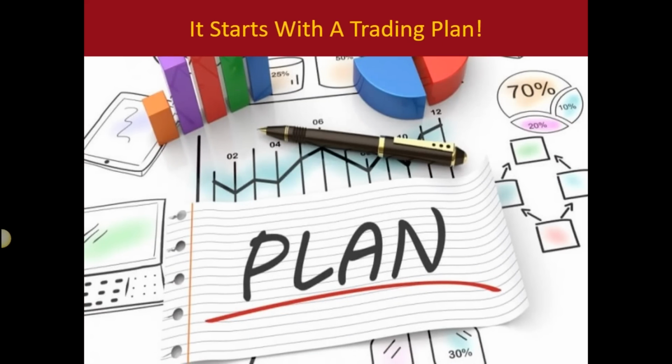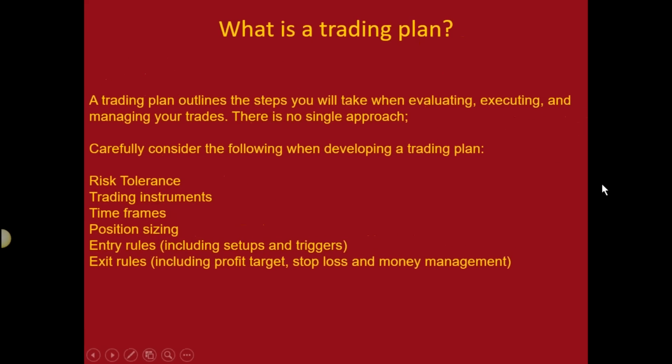So basically your high probability trade will start with your trading plan. That's going to be the number one thing that you need to have. A trading plan is going to outline the steps you will take when evaluating, executing, and managing your trades. There is no single approach. Carefully consider the following when developing a trading plan: your risk tolerance, trading instruments, time frames, position sizing, entry rules including your setups and triggers, and exit rules including profit targets, stop loss, and money management.